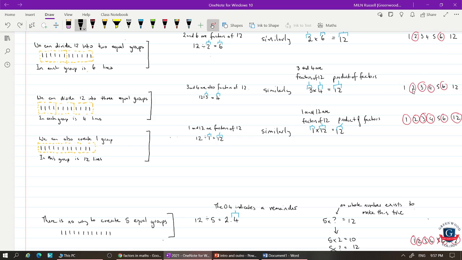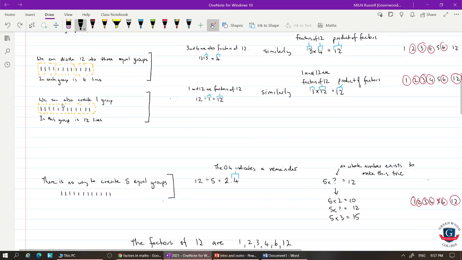So we started with 2 and 6 as factors. We've now added 3 and 4. We've now got 2, 3, 4, and 6 as factors of 12. We still have 1, 5, and 12 to check. So what if we create one group? Well, if we create one group, we'll have 12 in the group. It's still an even-sized group. And 12 divided by 1 will give us 12. And similarly, 1 times 12 will give us 12. Two different sums that can be used to represent this situation.